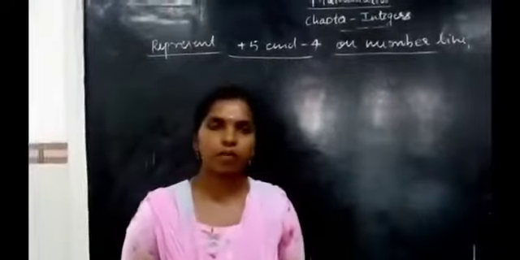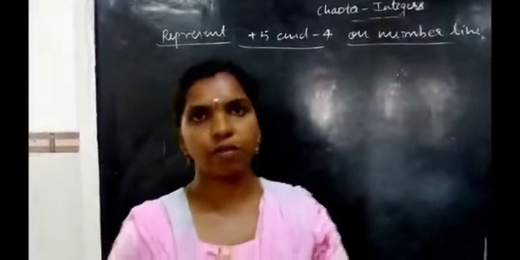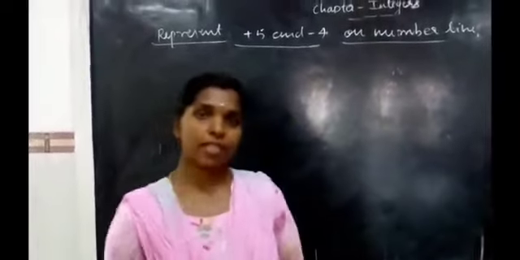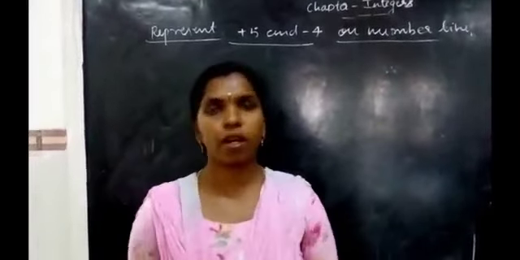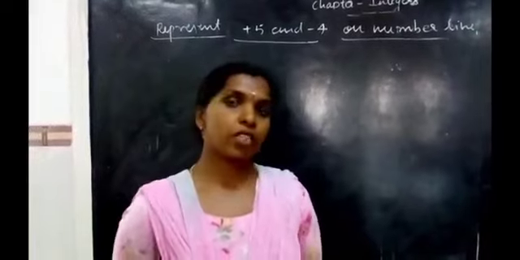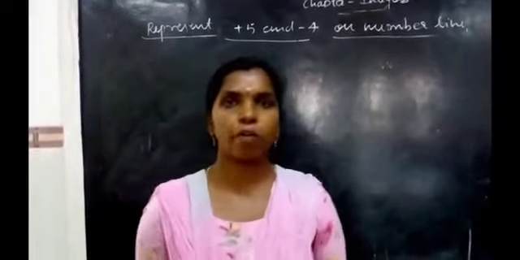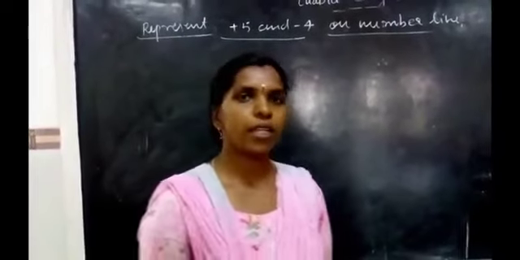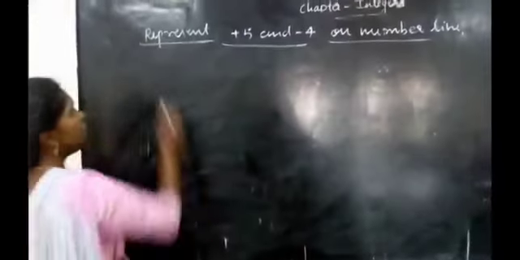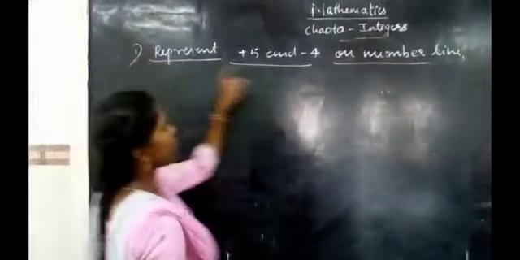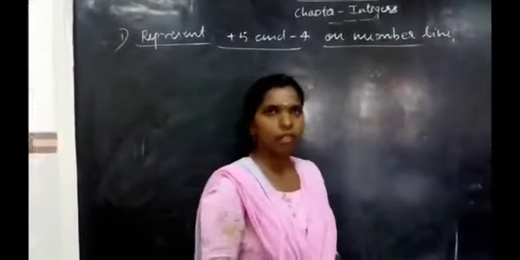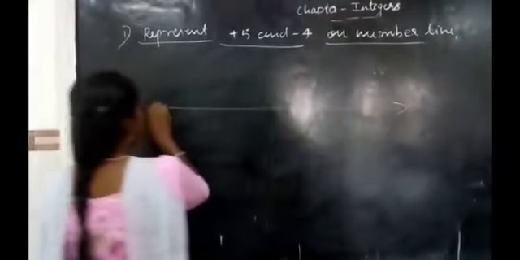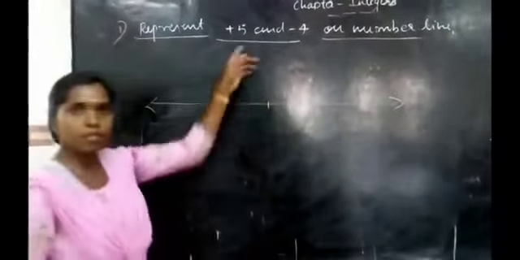Dear students, we learned the definitions of integers, natural numbers and whole numbers, how to represent integers on the number line, and by using integers rules, how to apply them in various operations like addition, subtraction, multiplication and division. Now let us work out some problems. Here I have to represent plus 5 and minus 4 on the number line. To mark the points on the number line, first you have to draw the number line and note the positive and negative numbers in the question.